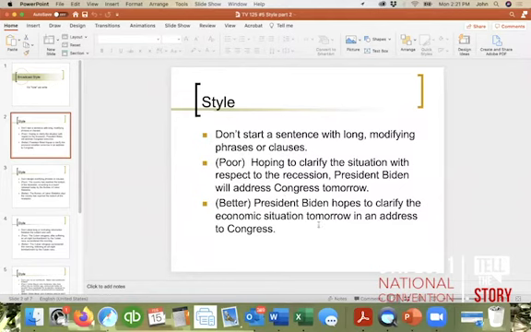Don't start a sentence with long modifying phrases and clauses. Here's a poor example. Hoping to clarify the situation with respect to the recession, President Biden will address Congress tomorrow. Well, first of all, I see a comma. That means I need 2 different sentences, and I can make these active sentences. So I just turn these 2 sentences into one. President Biden hopes to clarify the economic situation tomorrow in an address to Congress. I could even shorten it. Tomorrow, when he addresses Congress, would be even more conversational.